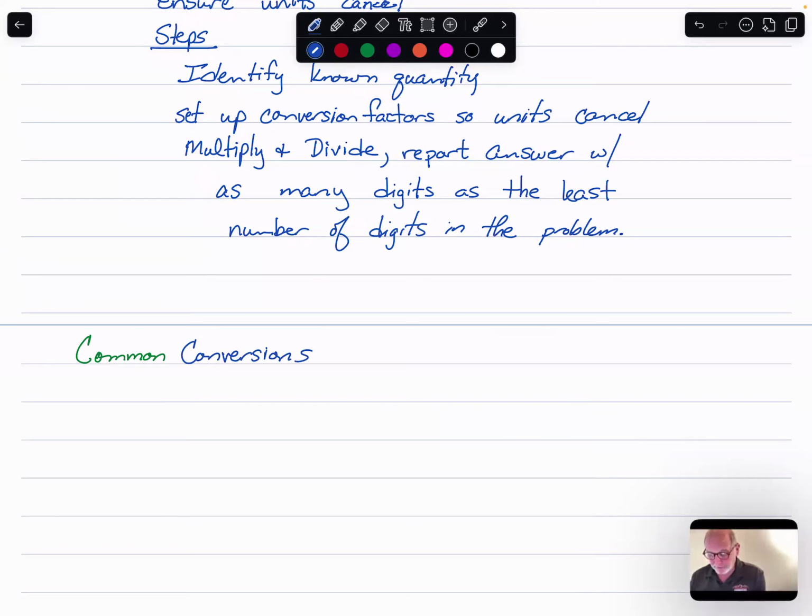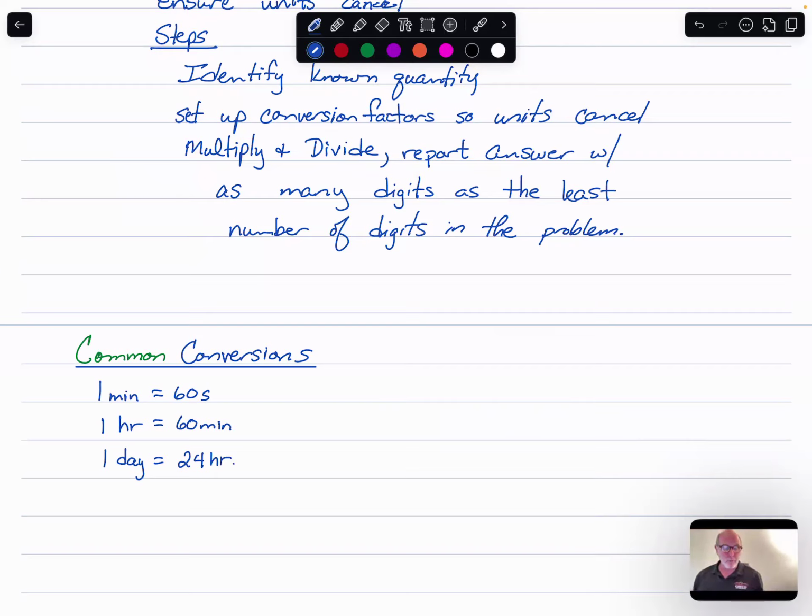And most of these are metric to metric and time. So, I think you should be comfortable with most of these. You should know that 1 minute has 60 seconds. I think it's fair to think that 1 hour has 60 minutes. I think one day has 24 hours.